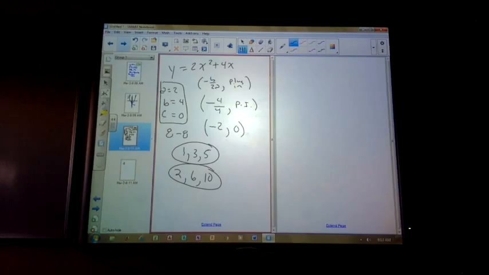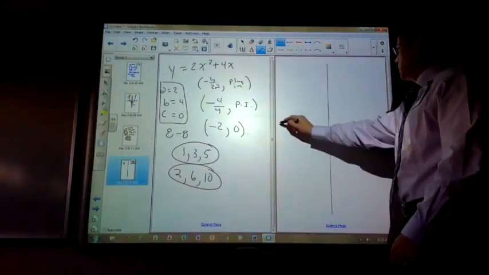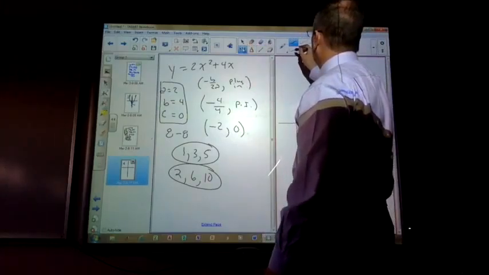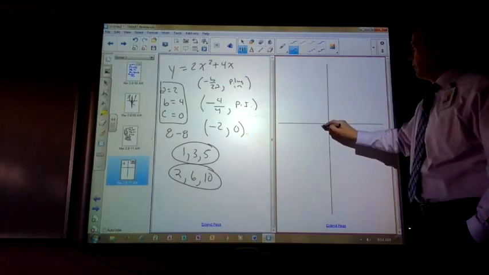My 1, 3, 5 is no longer 1, 3, 5. Now I'm still going to go right 1, right 1, right 1, and left 1, left 1, and left 1. But I'm going to allow it to grow vertically a little bit faster. So let's see if we can get this graph up here. All right. Negative 2, 0.